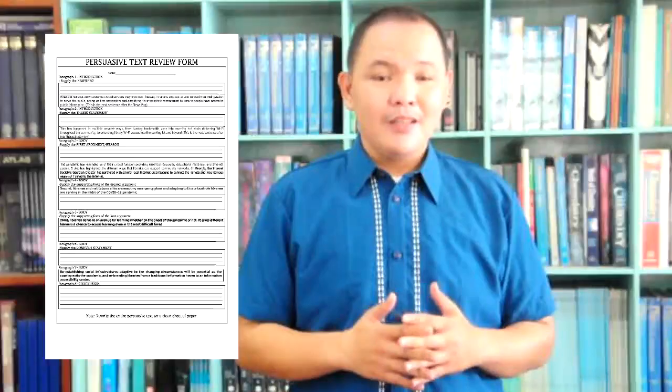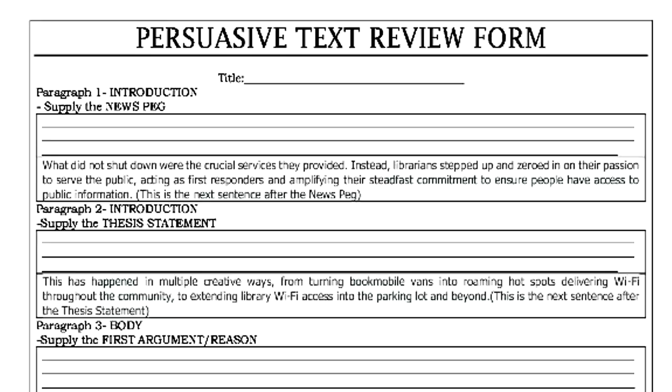This time, let's engage ourselves in an activity. I mean, you and me will do an activity. This activity is called Complete and Persuade Me. Here are the instructions. I'm going to present to you an activity sheet. This activity sheet is a persuasive text review form.